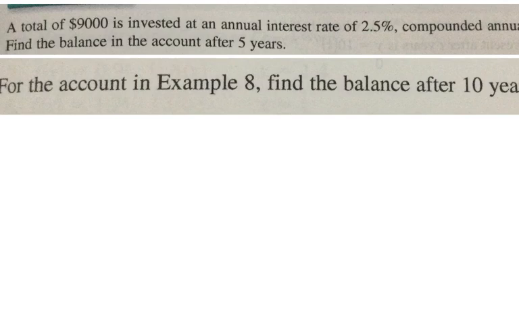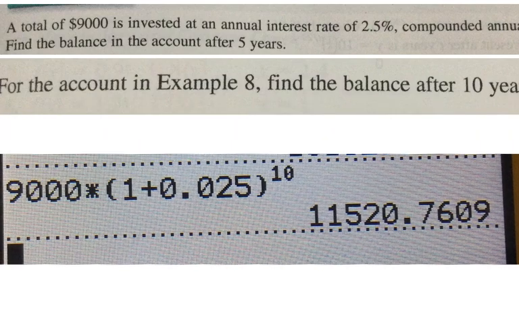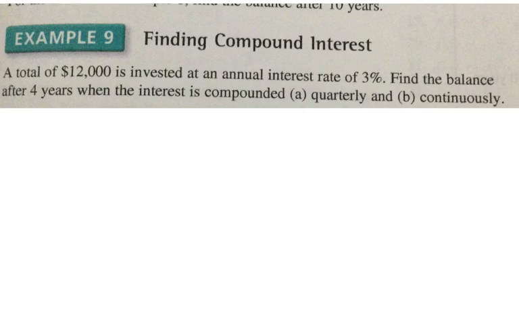I got it plugged in. That's what we should have gotten. $11,520.76. Compounded more frequently. So right here, we have a total of $12,000 that's invested at an annual interest rate of 3%. Find the balance after 4 years when the interest is compounded, A, quarterly versus B, continuously.